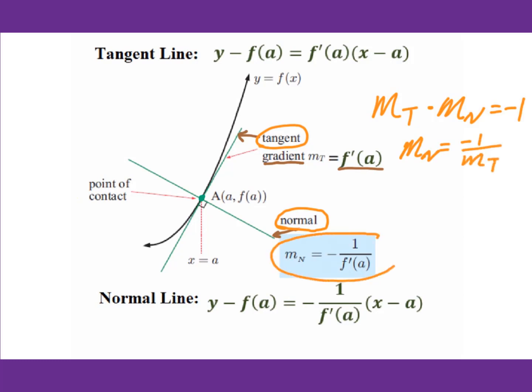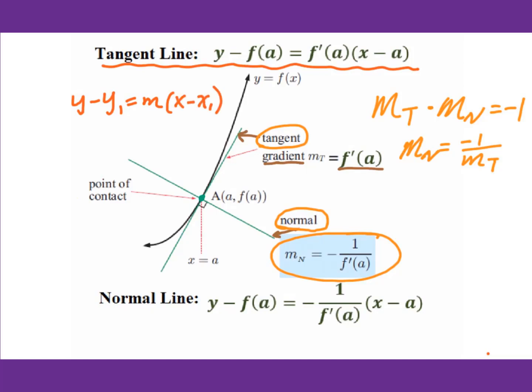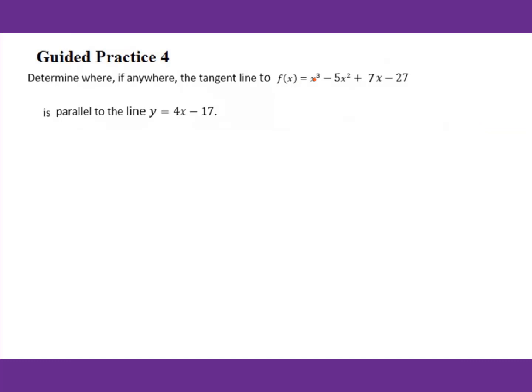So we get this. The equation of a tangent line, we can write down like this, using y minus y1 equals slope times x minus x1, using this point and the slope equation for a linear function. The equation of a normal line will be this. Now let's go to guided practice 4.